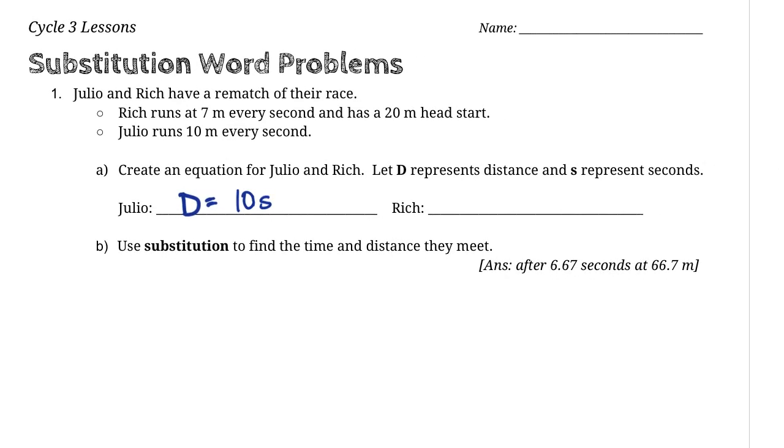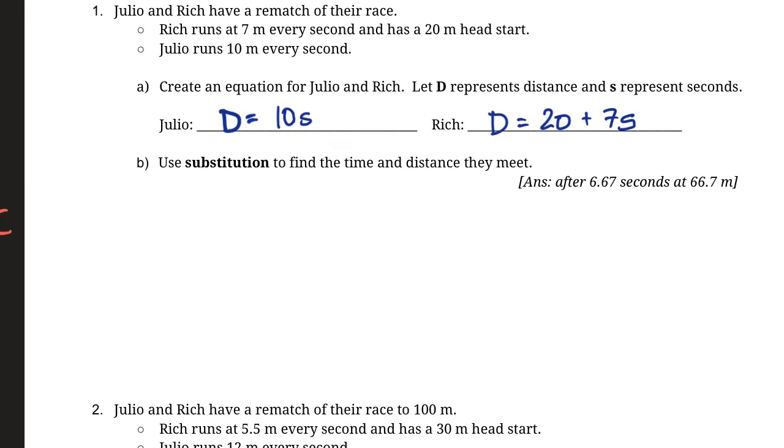Rich, on the other hand, his distance is going to be, well, he starts with a 20-meter head start. So he already has 20 meters under his belt, and then he adds 7 meters every second. So it should be something like that, 20 plus 7s, right? So now we use substitution to find where the distance and the time are going to be the same. So remember substitution, all we do is we know these two d's are going to be equal to each other, right? So that means these two equations are going to be equal to each other.